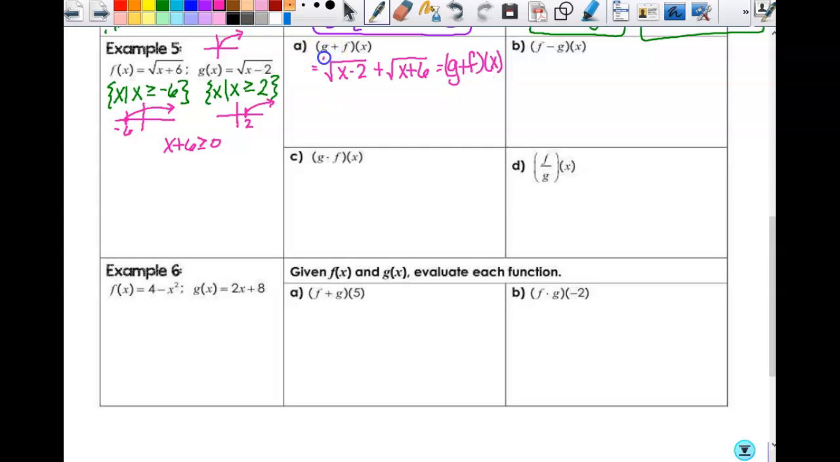Now, my domain is the intersection of these two, which would be what? Yeah, so here's my number line, right? Here we are at -6, and here we are at 2. So I know that x has to be greater than or equal to -6. It also has to be greater than or equal to 2. So where they intersect, what they have in common, starts right here. So it's just this part. Does that make sense to you? If you've got to draw yourself a little number line to make it make sense, that's fine too. So it's the set of all x's such that x is greater than or equal to 2.